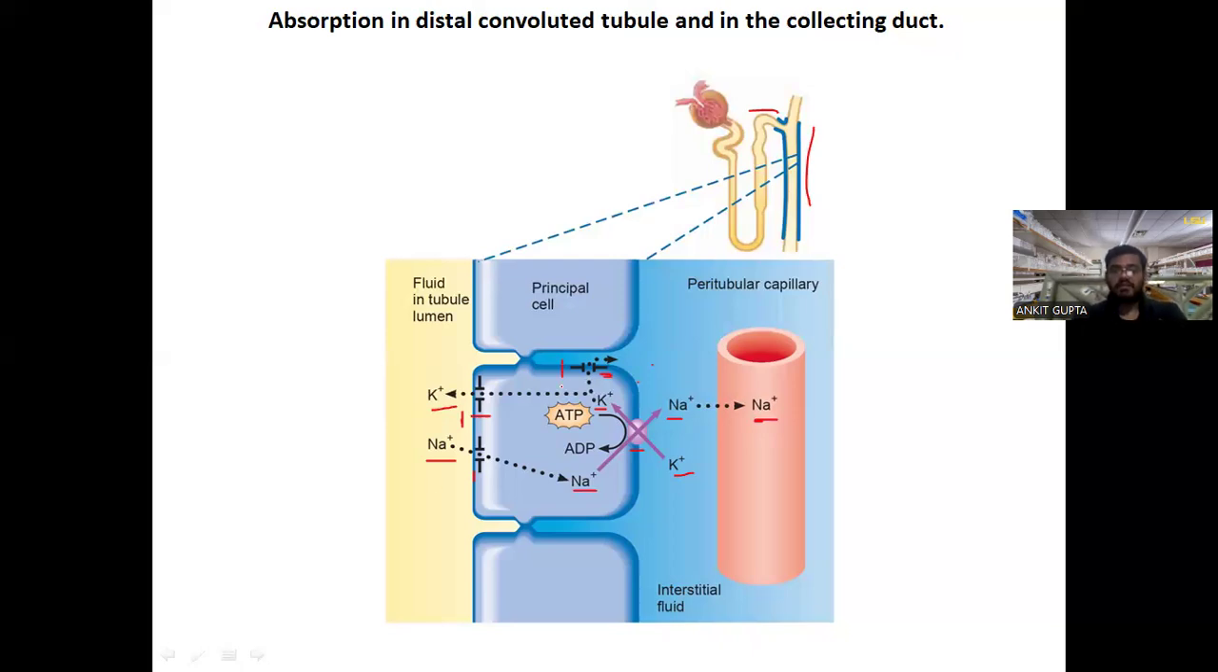And ultimately, the urine which is formed passes through the collecting duct, is drained into a common papillary duct, which drains the urine into the renal pelvis and out of the kidney through the ureters. And ultimately, it is excreted out of the body through the urethra.